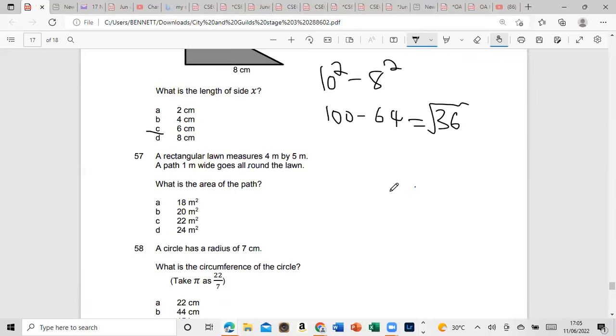I'm going to draw that one here. I'm going to see about the rectangle. A rectangular lawn measures 4 meters by 5 meters. A path 1 meter wide goes all around the lawn. What is the area of the path? All right, this is a very interesting thing. So these are the original dimensions. So let's say it's a 4. This is a 5. So it's 1 meter wide all the way round.